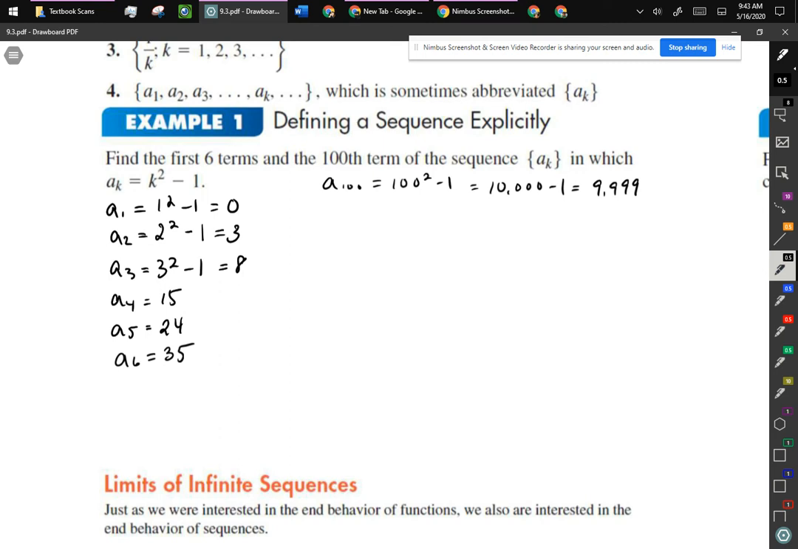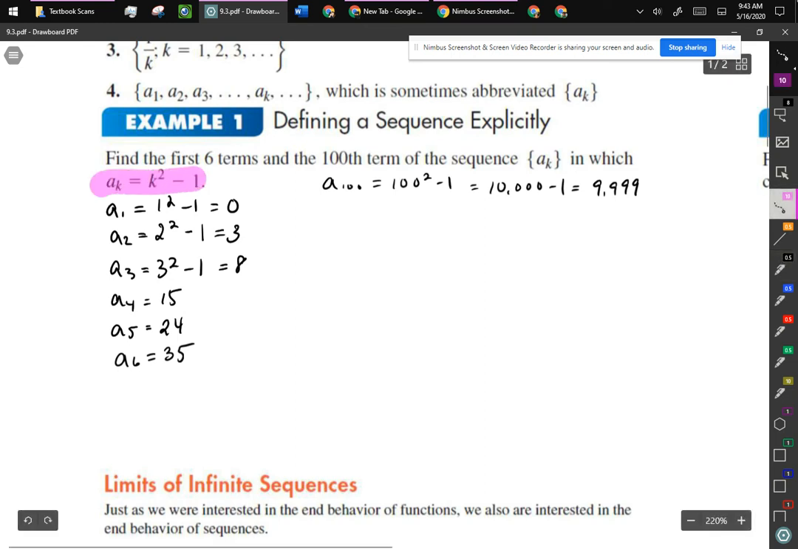That's a sequence that's... actually, we don't even know if it's finite or infinite because we don't know what the set looks like, right? But we do know the explicit definition. So that's what we just did here, right? That's the explicit definition of a sub k.